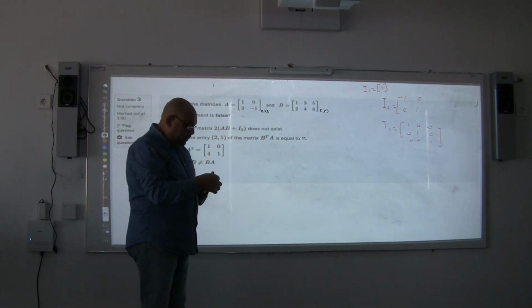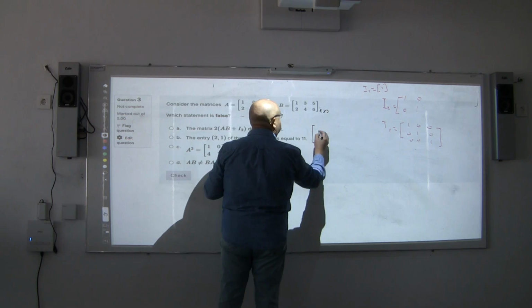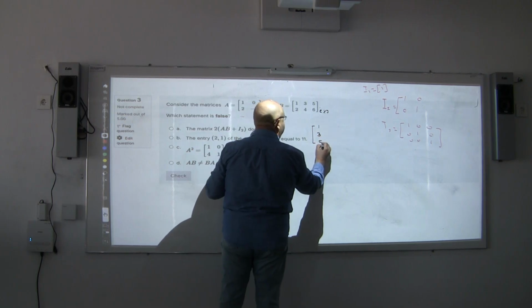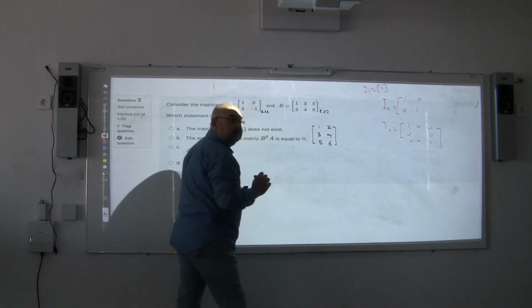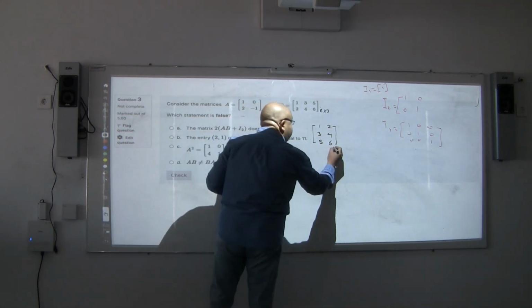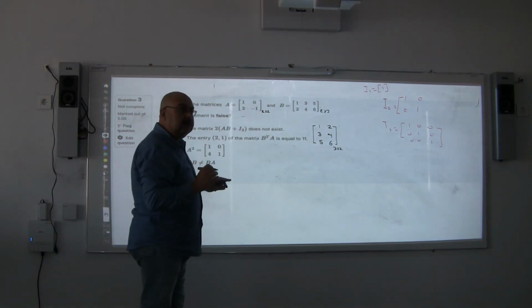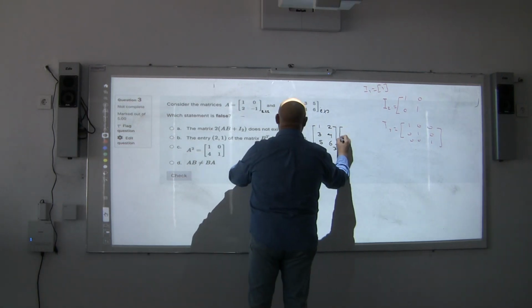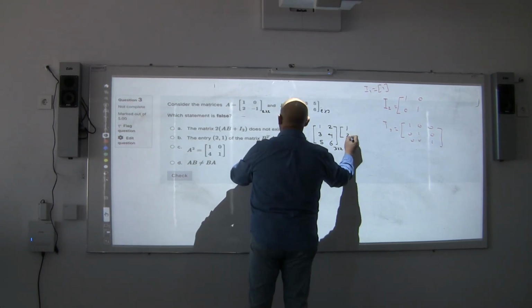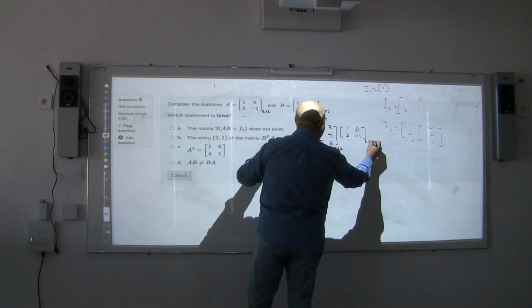What do I do to get this? I will get the transpose first, which is going to be 1, 3, and 5, 2, 4, and 6. That's the B transpose, which is going to be 3 by 2: 3 rows, 2 columns. Times the A matrix, which is 2 by 2, which is 1, 2, 0, negative 1. Are you with me? Very good.